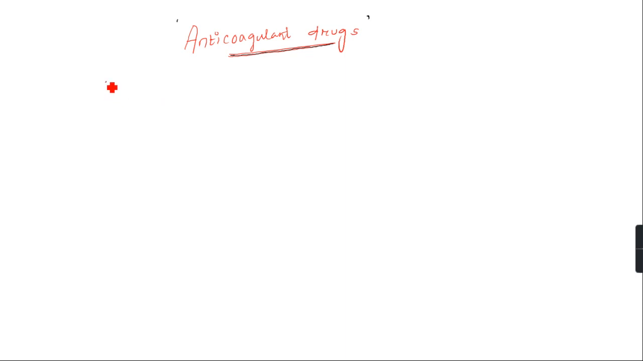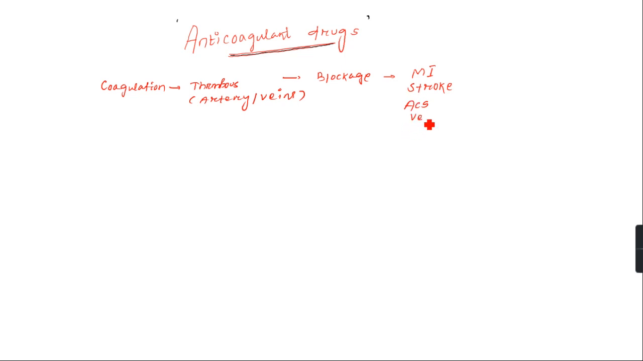We need anticoagulants because, as you know, due to coagulation there is a formation of thrombus, and this thrombus formation can take place even in an artery or vein. Due to this, blockage of the artery or vein takes place, and several medical conditions can be generated, like I discussed in my previous video. Again, I am discussing: myocardial infarction, stroke, acute coronary syndrome, venous thromboembolism.